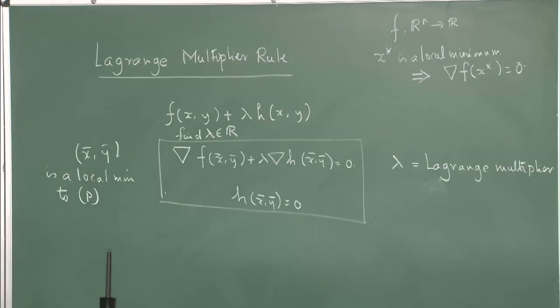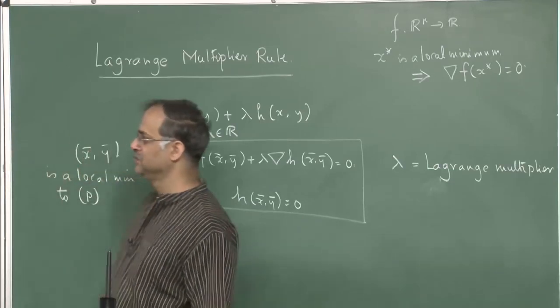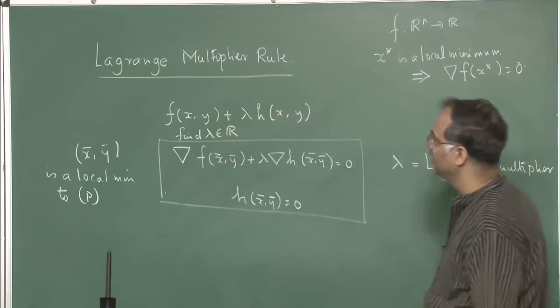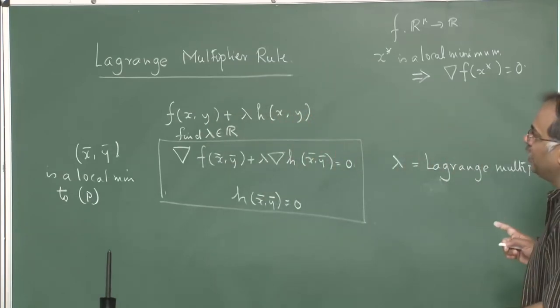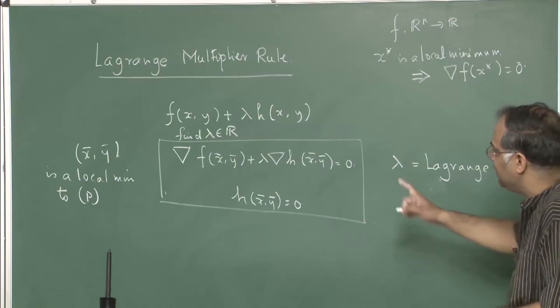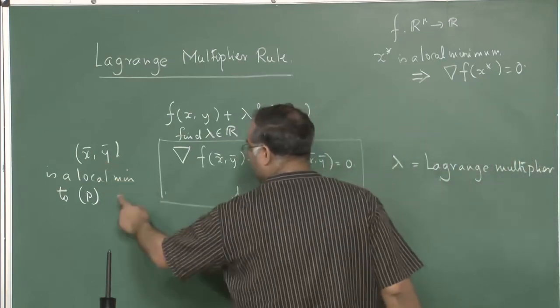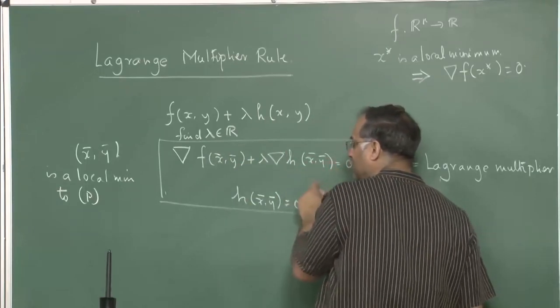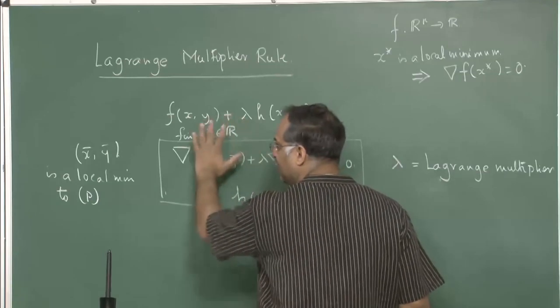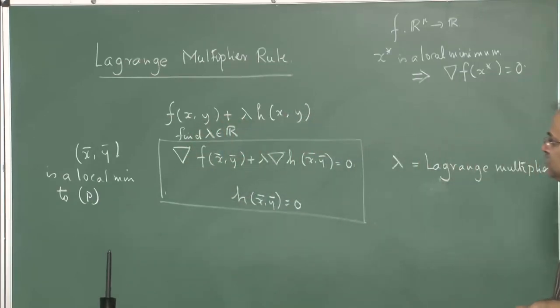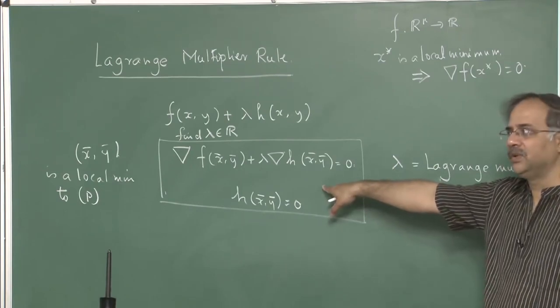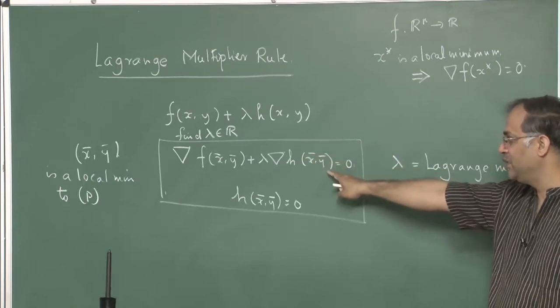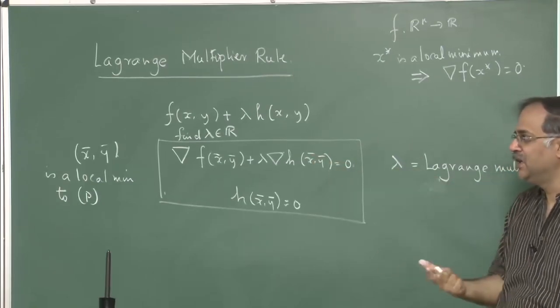Now Lagrange did not prove this, it was proved much later in the 20th century. Now that is the whole point. People do not realize that this is a necessary condition. If x bar y bar is a local minimum, then under certain conditions, for example here grad of h(x, y) not equal to 0, what I have written here is true. Then x bar y bar would necessarily follow this set of equations, and hence if you calculate x bar y bar from here, you can suspect it to be a candidate for a solution.